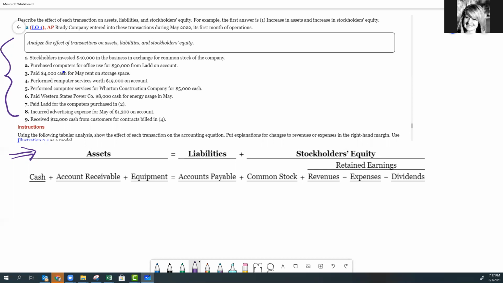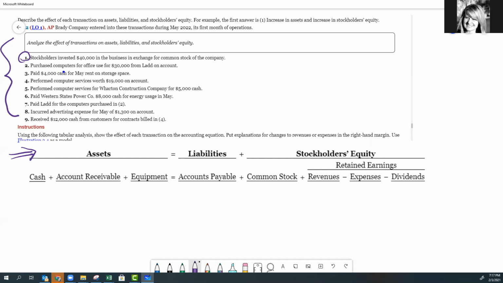It says that Brady Company entered into these transactions during May 2022, its first month of operations. And so the first thing that happened here was number 1, that the stockholders, the owners, invested $40,000 in the business in exchange for common stock of the company.